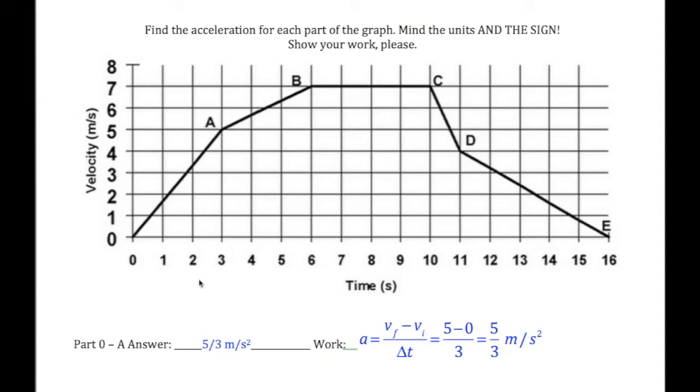We're going to be using the acceleration formula, final minus initial over time, and all we need to do with the graph is pinpoint final and initial. So from 0 to A, here's our A. Our initial speed was 0, final is 5, so 5 minus 0. And how long did it take? From 0 to 3 seconds, so in 3 seconds. So it's 5 over 3 meters per second squared.